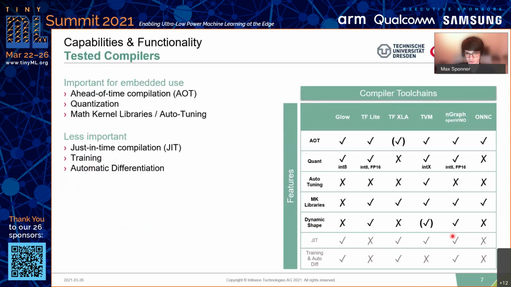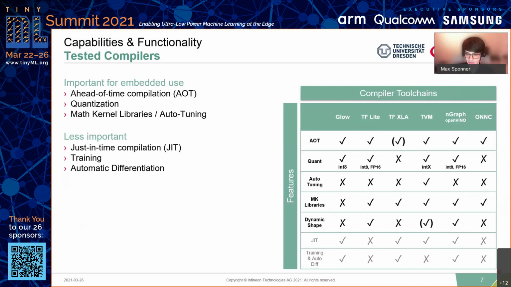Now for the comparison of their features and functionality. For the embedded use case, we basically need three features. The first one is an ahead-of-time compilation mode to offload these tasks from the embedded platform, and the quantization as well as the targeting of math kernel libraries and auto-tuning are used to improve the performance on the low-powered platforms.